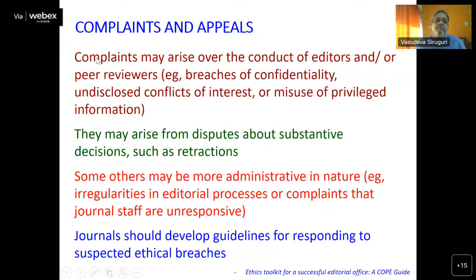Complaints and appeals. Okay. See, complaints can arise over the conduct of editors or peer reviewers, and they are breaches of confidentiality or conflict of interest or misuse of privileged information. They can also arise from disputes about substantive decisions like retractions, and there could be administrative issues, that is, irregularities in the editorial process or complaints that the journal staff are not replying to emails. So journals must develop certain guidelines for responding to suspected ethical breaches.